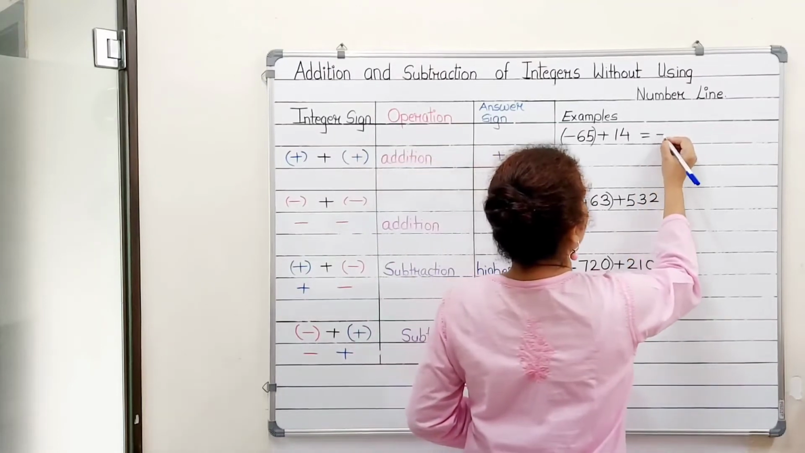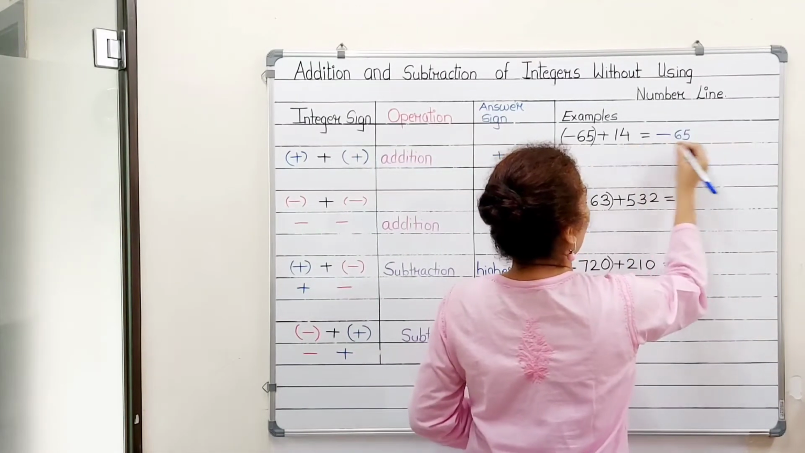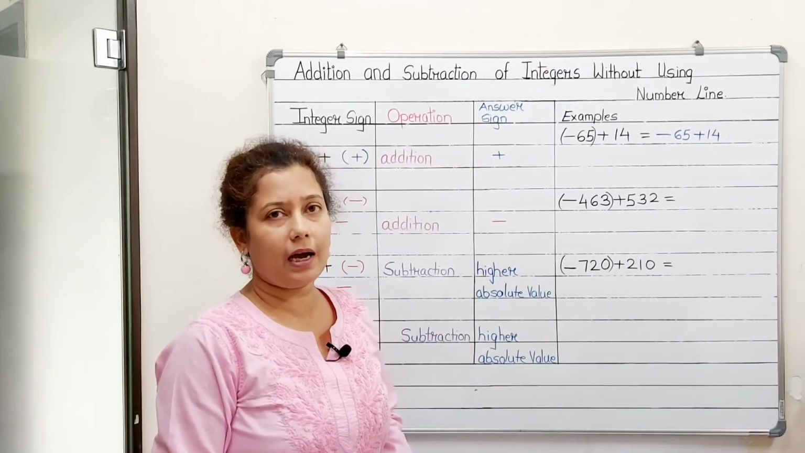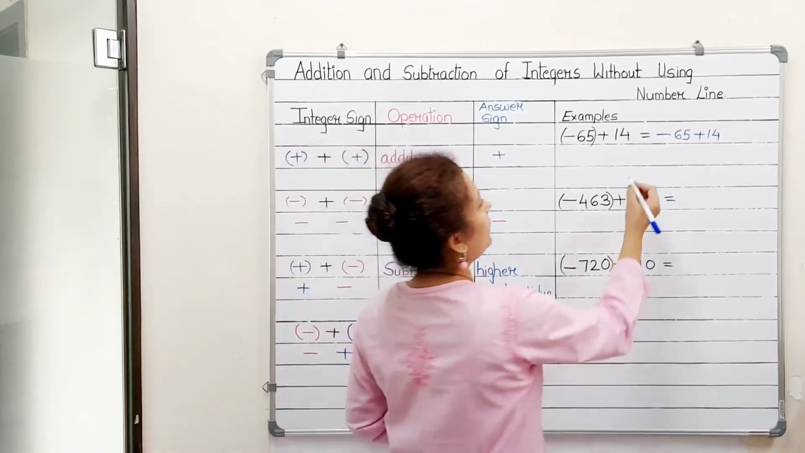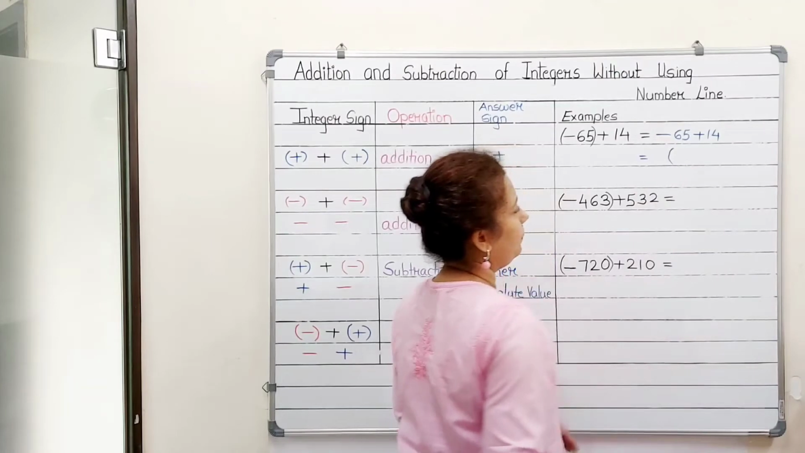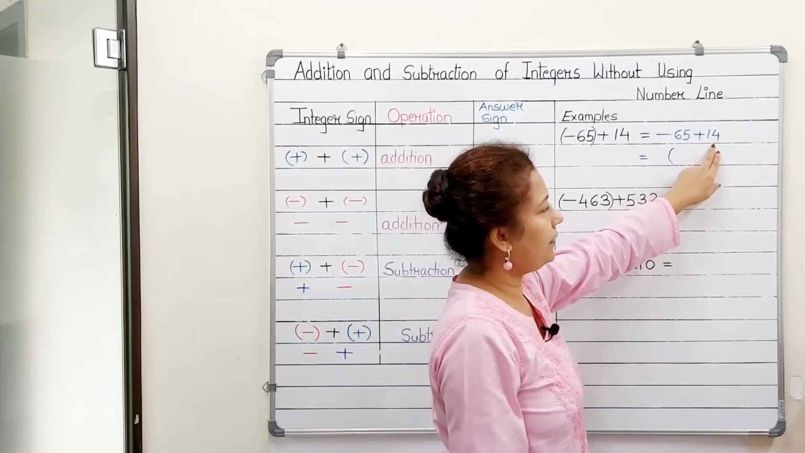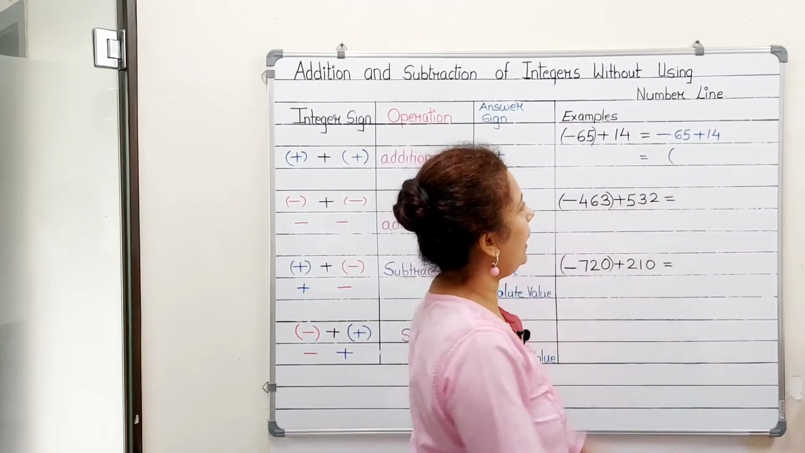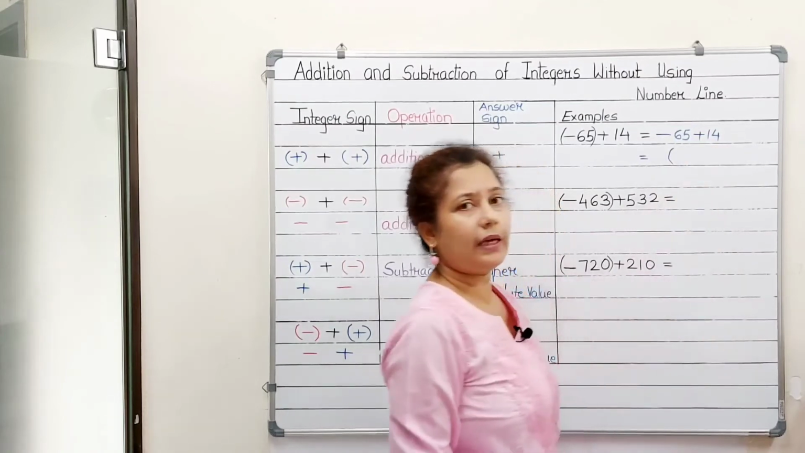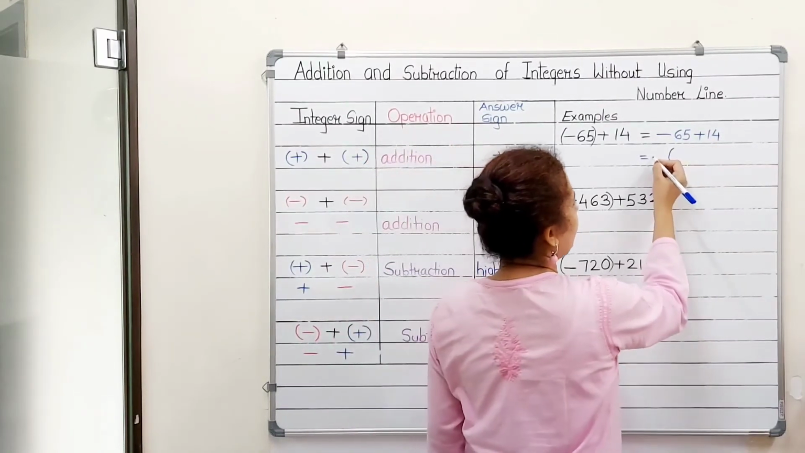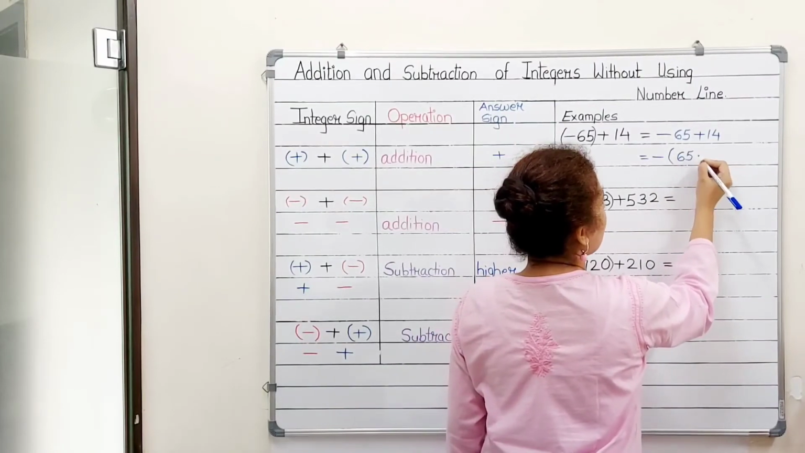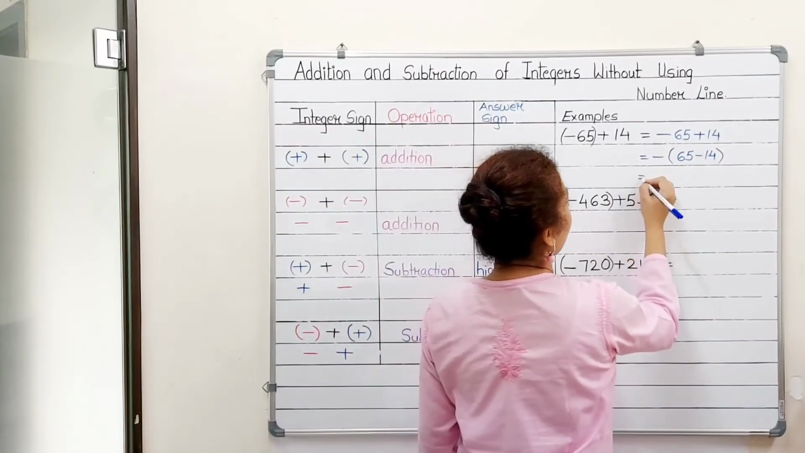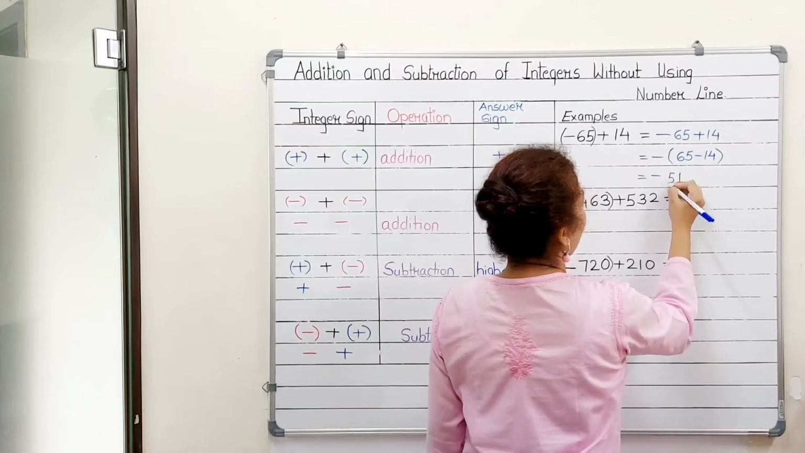First is minus 65 and second is plus 14. Here both the integers are having different signs. So the operation we will follow is subtraction. The absolute values are 65 and 14. 65 is a higher absolute value. So the answer will have the sign of the integer with higher absolute value. So the answer will be negative and we will do 65 minus 14. We will do the subtraction and the final answer will be minus 51.